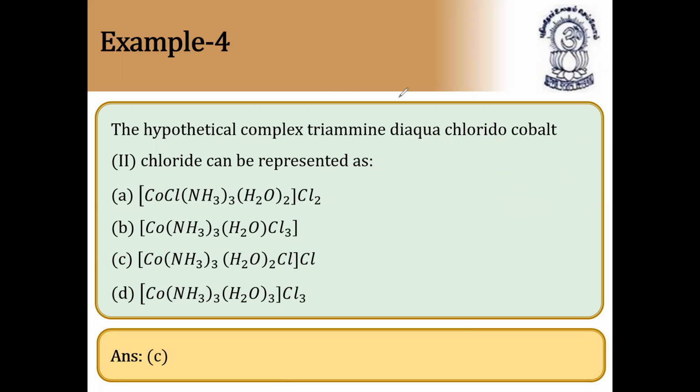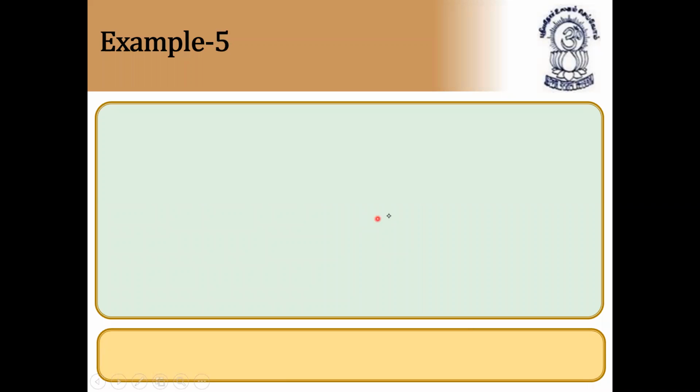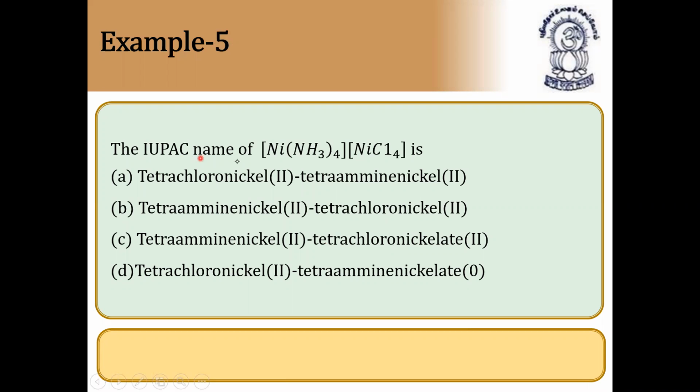Next question. Neutral ligands will never donate any electron pair. The IUPAC name of [Ni(NH3)4][NiCl4] is. So this is nickel, and here what is the oxidation state of nickel in this, and in this also we have to check. So let us see now.